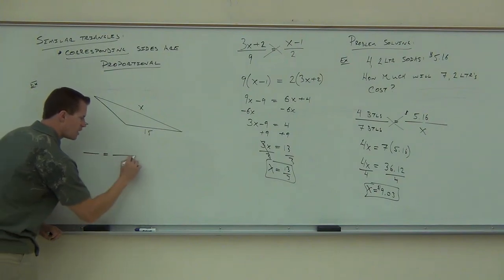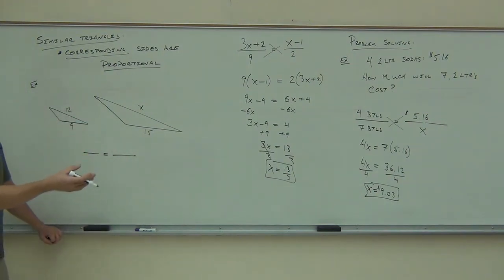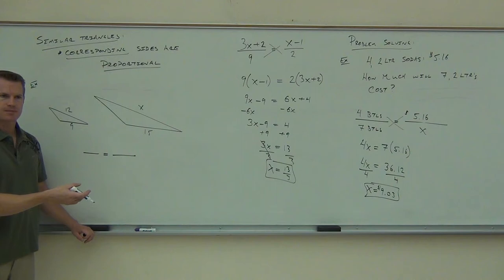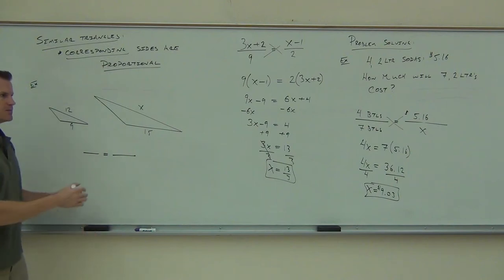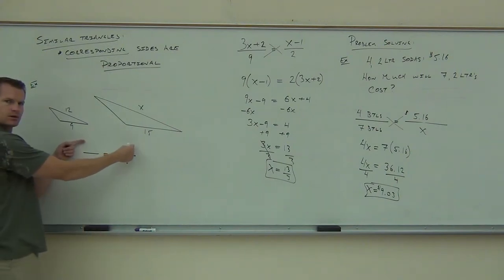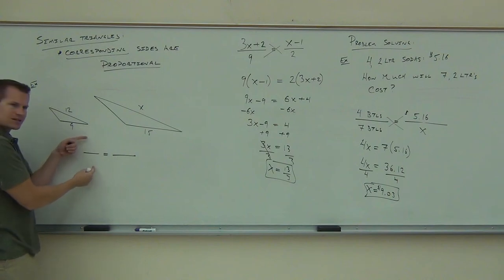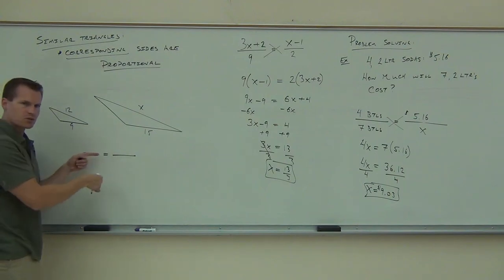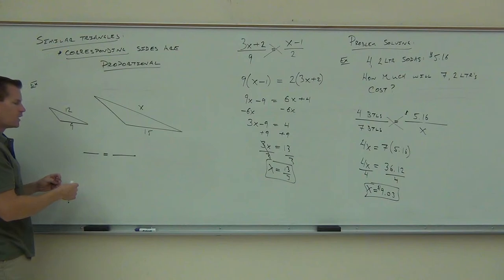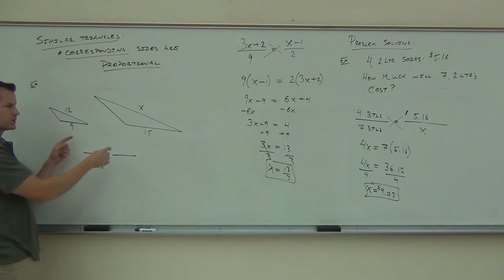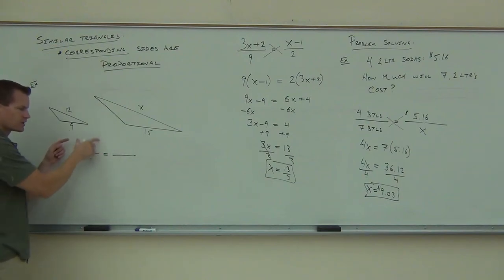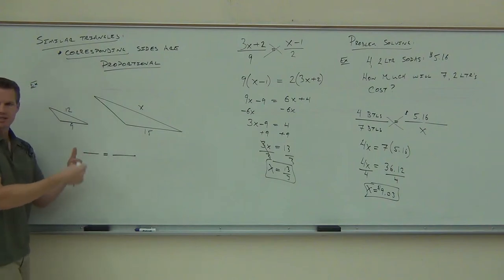Very similar to the last problem, only this time we're not talking about bottles and money, we're talking about corresponding sides. You have two options. Again, you can match up sides here, or you can match up sides here. I like to do it this way, that way I'm working on one fraction, okay? That's just what I do. I'm sorry, I like to keep one triangle here and one triangle here.